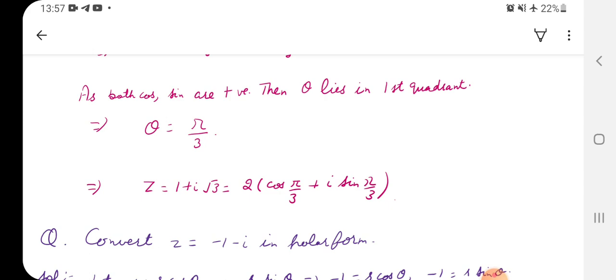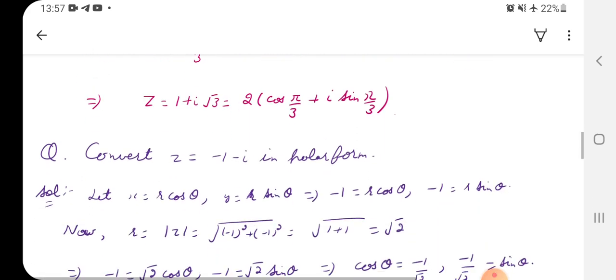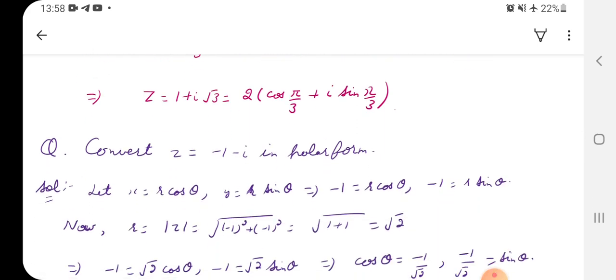Next, one more example based on the polar form. Convert z equals -1 minus iota into polar form. Same as before, x equals r cos theta, y equals r sin theta. By comparing, you will get x equals -1, y also equals -1. So -1 equals r cos theta, -1 equals r sin theta.